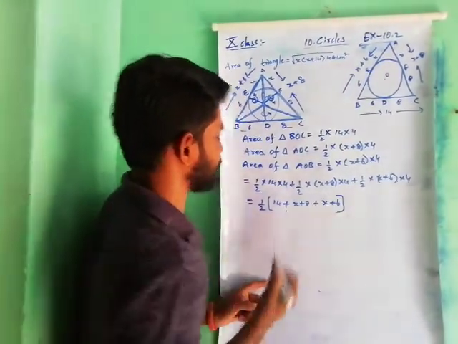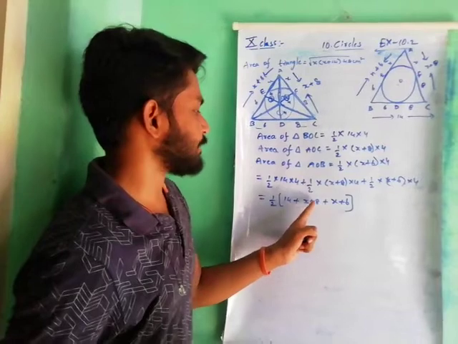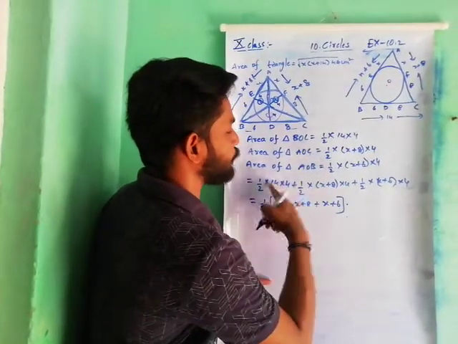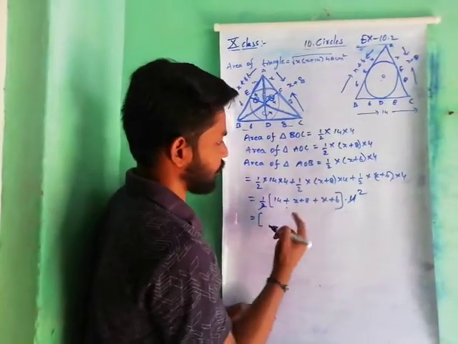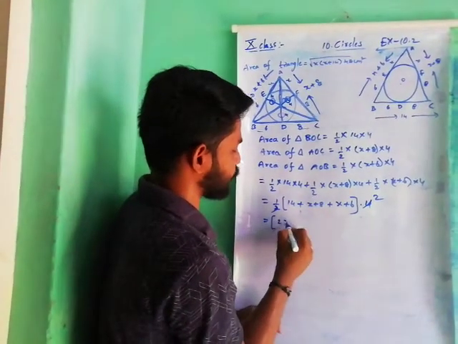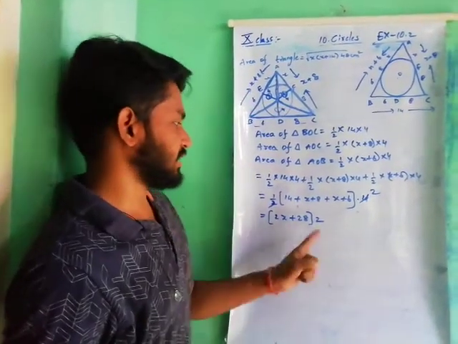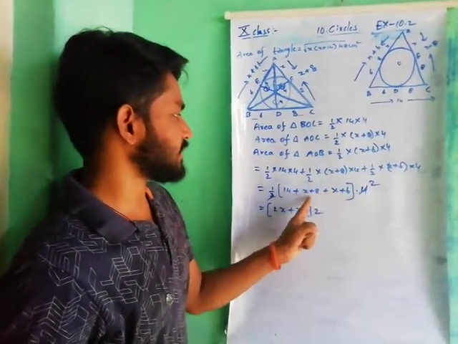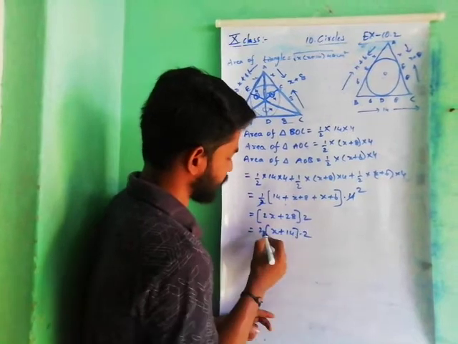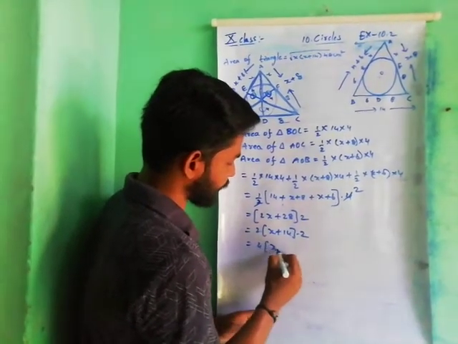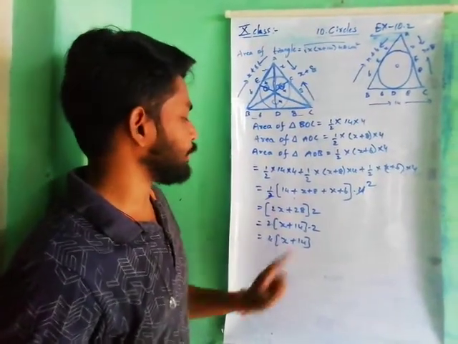So coming to here, we have to take common 14 plus x plus 8 plus x plus 6. I am taking half common from these 3 terms, and 4 is also common. So 2 how many times? 2 times. So 14 plus 6 is 20, 28, so 2x plus 28 into 2. Understand? How do we get 2x plus 28 into 2? If we take 2 common, we get x plus 14 into 2. So 2 into 2 is 4, 4 into x plus 14. So the area of these 3 triangles is 4 into x plus 14.